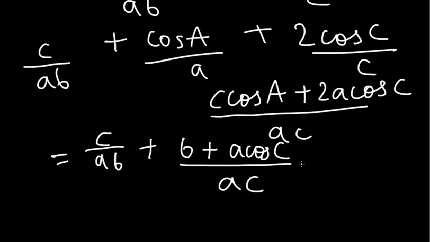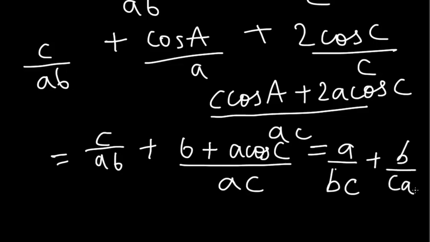and yeah, now we can just equate this with what we are given, and the right hand side of our original equation was a upon bc plus b upon ca. So you will notice that we already have b upon ca on the right hand side as well as the left hand side, so I'll just cancel these two terms, and no further simplification can happen.